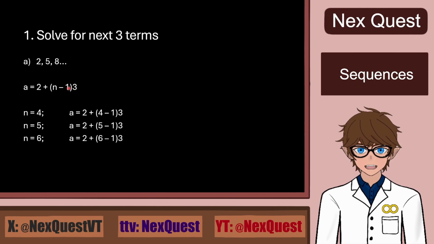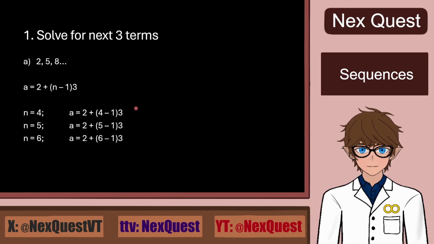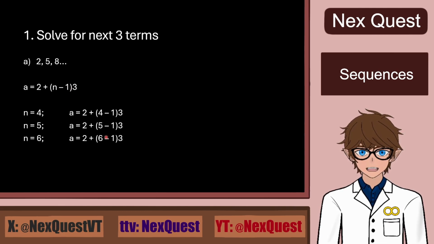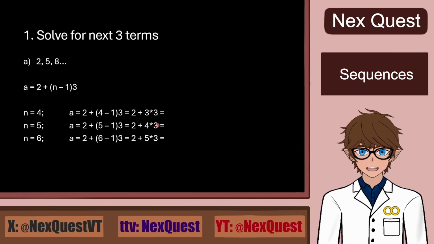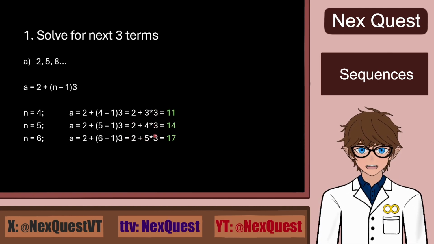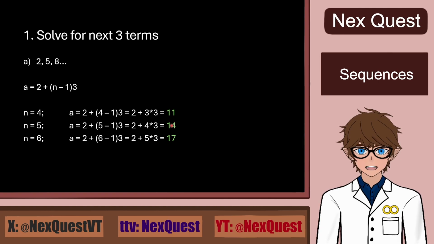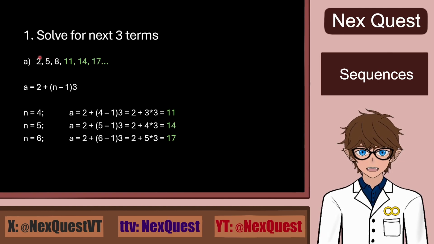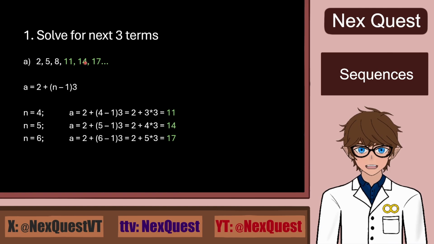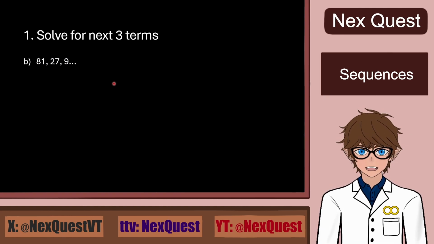I'm just going to do them at the same time to save time and help you guys skim through as fast as possible. We take the 4 minus 1, 5 minus 1, and 6 minus 1. We get 2 plus 3 times 3, 2 plus 4 times 3, and 2 plus 5 times 3, which is 11, 14, and 17 respectively, which gives us the arithmetic sequence of 2, 5, 8, 11, 14, 17. Not that complicated at all.